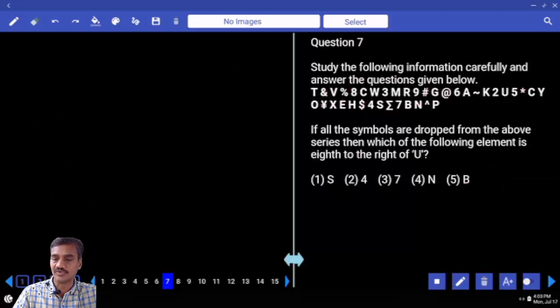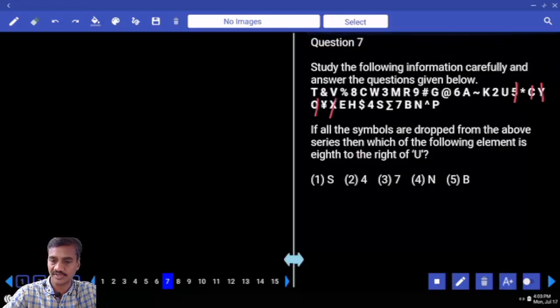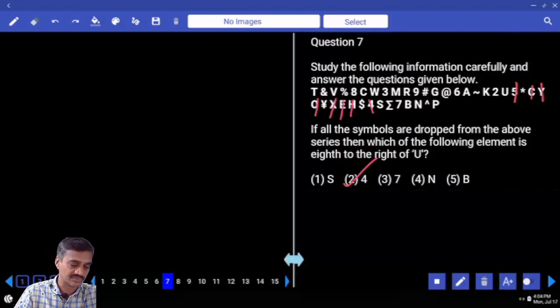Then the 7th one: if all the symbols are dropped from the above arrangement, which of the following elements is 8th to the right of you? 8th to the right of you without the symbols. And 1, 2, 3, 4, 5, 6, 7, 8. What is your answer here? 4, that is the choice for question number 7.